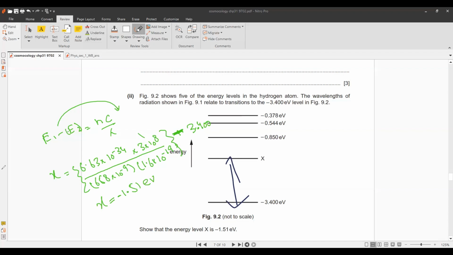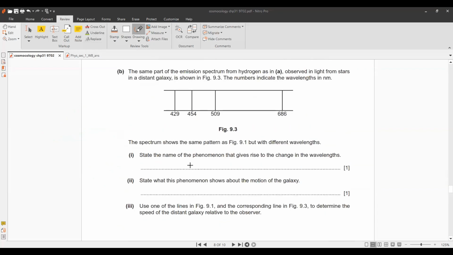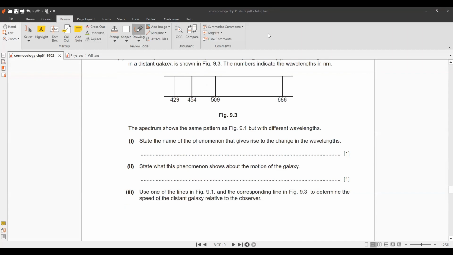In the next part, they have asked us to find out, no, it's a theory part. State the name of the phenomenon that gives rise to a change in wavelength. What do we call it? Redshift. And state what this phenomenon shows about the motion of the body. That the universe is expanding. No, it's moving away from us. Yes, expanding. We could also go for that term.